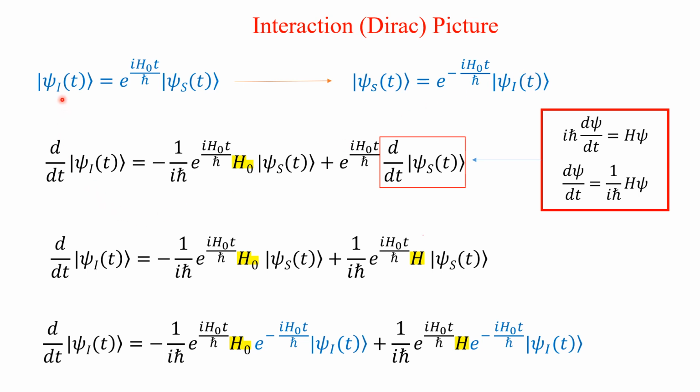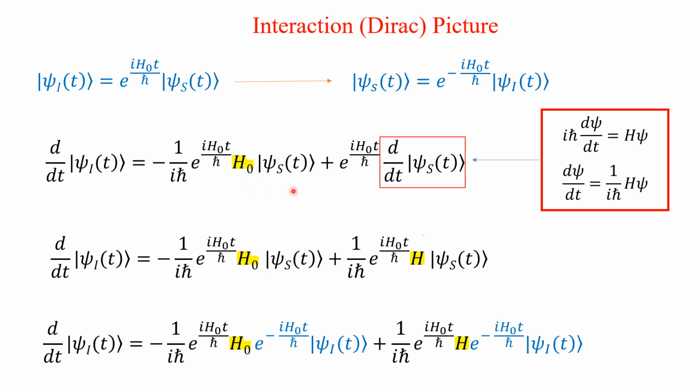Now you differentiate this one. If you differentiate the right hand side, first you differentiate the exponential term, this will become i over h cross, which can be written as minus 1 over i h cross, and this exponential term comes as it is, and this H naught comes to the ket vector.